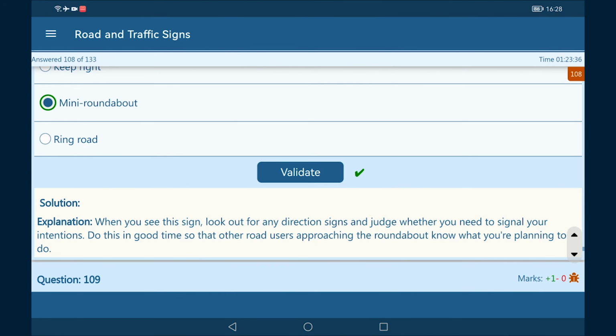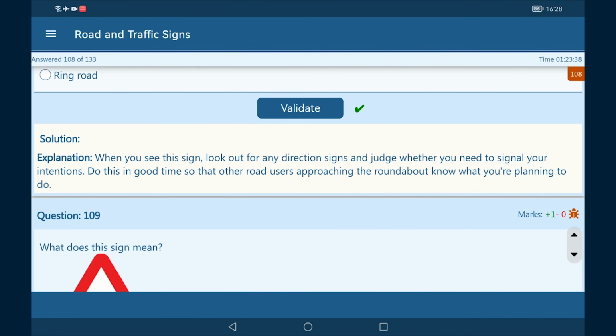Explanation. When you see this sign, look out for any direction signs and judge whether you need to signal your intentions. Do this in good time so that other road users approaching the roundabout know what you're planning to do.